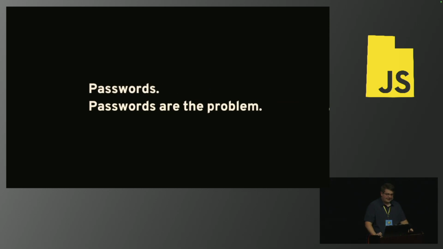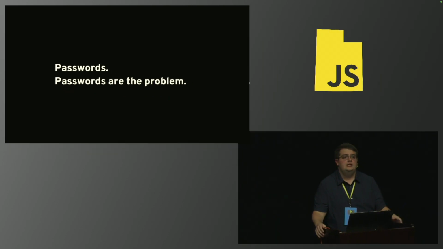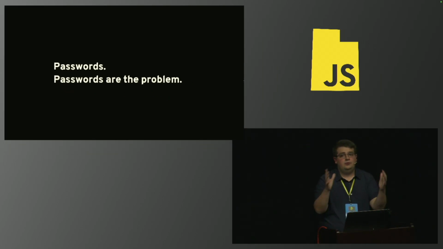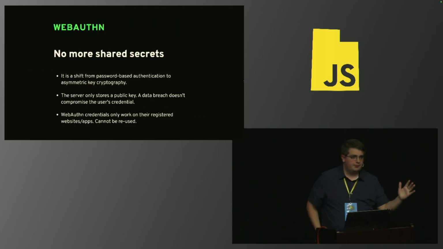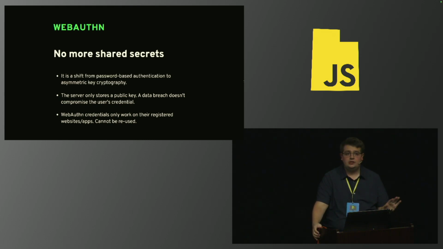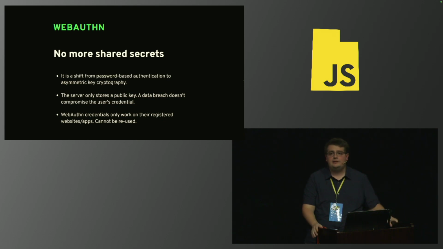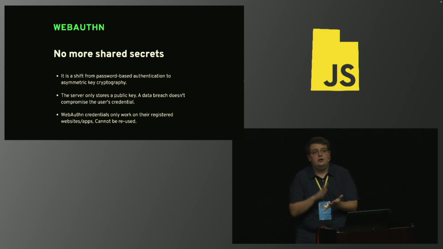Anyway, passwords are the problem. And you can replace passwords here basically with anything that relies on a factor of knowledge. A secret, something that you expect that only that user will know. Okay, so this is a proposal with WebAuthn. No more shared secrets. Authentication is no longer going to rely on some secret knowledge that you expect the user to know, but it's going to rely on very safe mathematical properties.